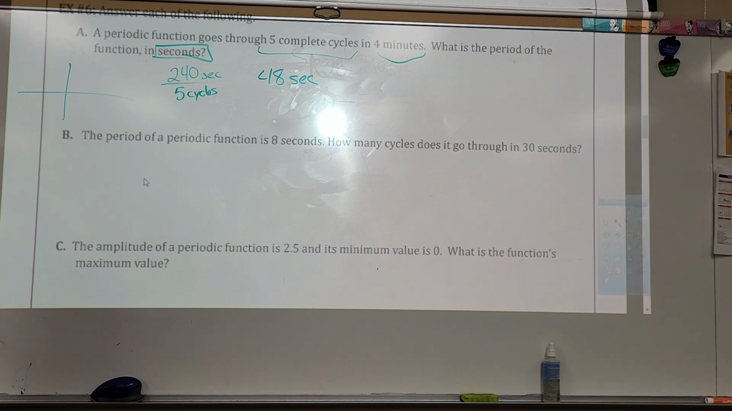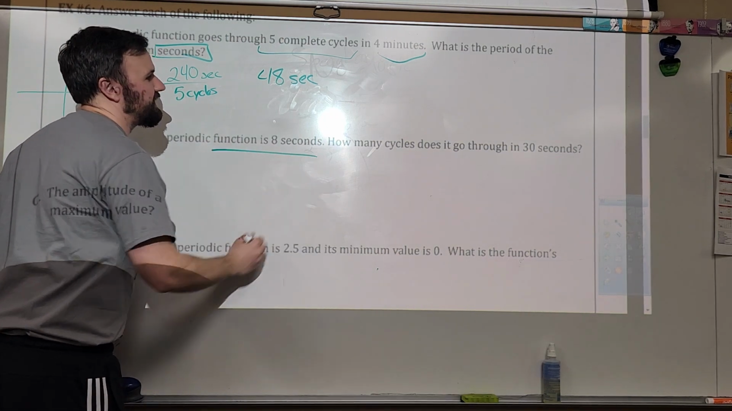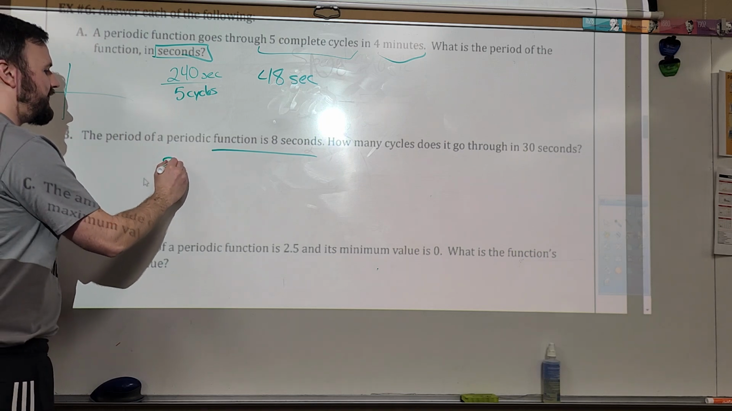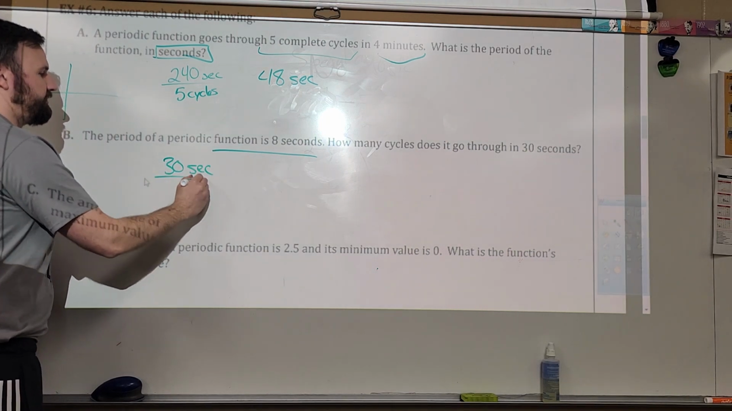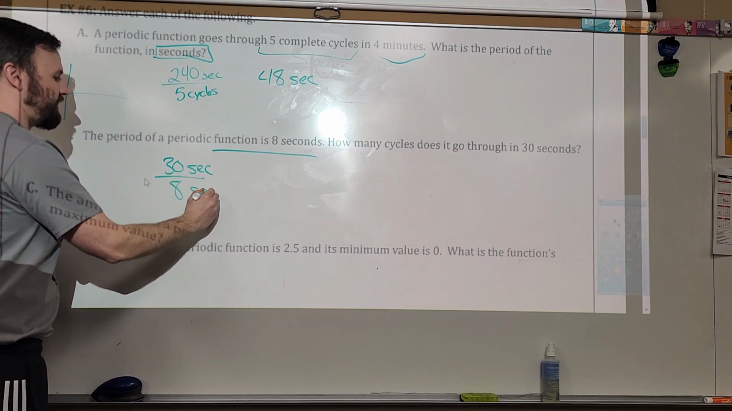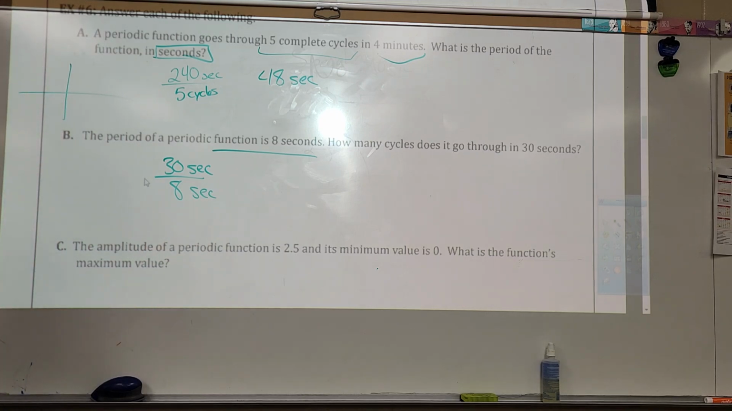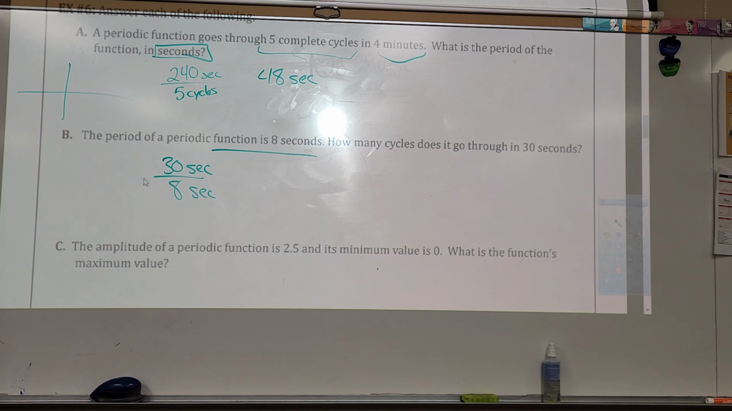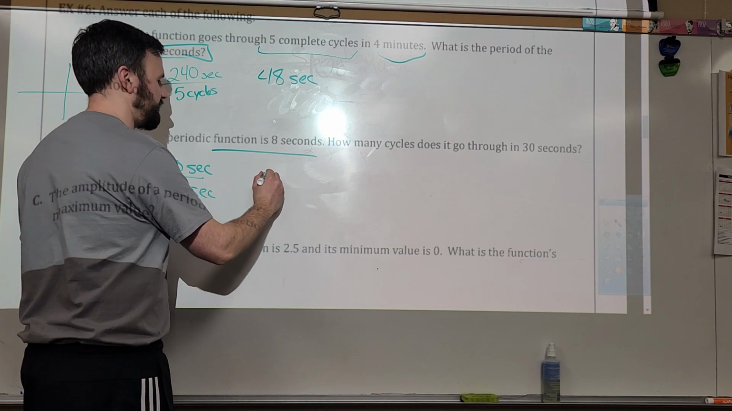Now, what if I have time? What if the period is 8 seconds? How many cycles will it go through in 30? It'd be 30 over 8, right? I have 30 seconds to do an 8-second cycle, right? Does that make sense? Because I have 30 seconds, and every 8 seconds it will repeat. 3.75 cycles.